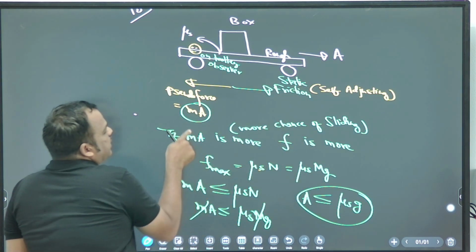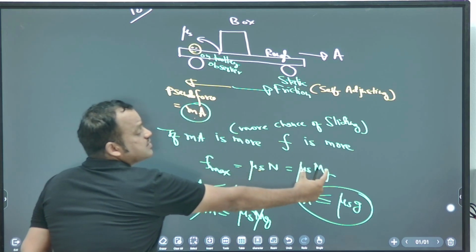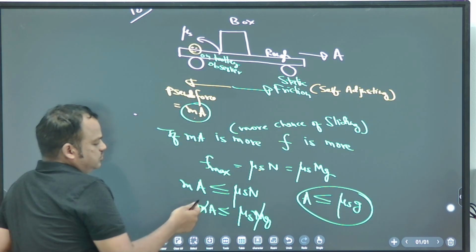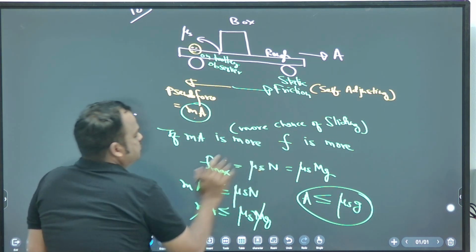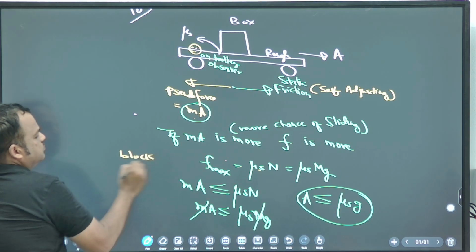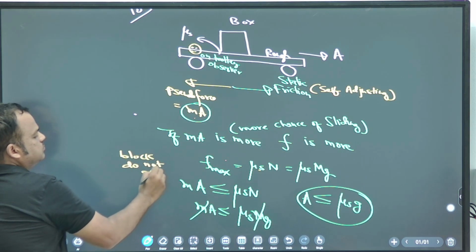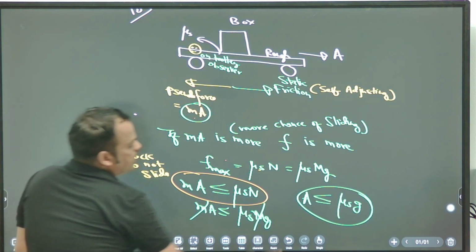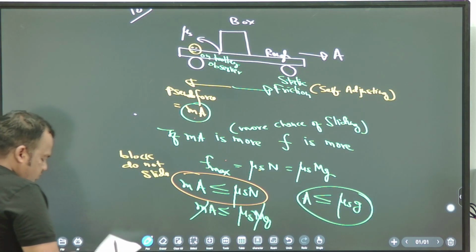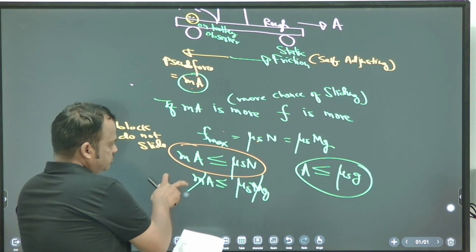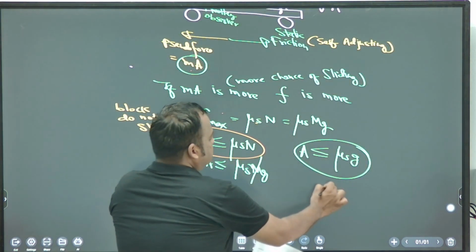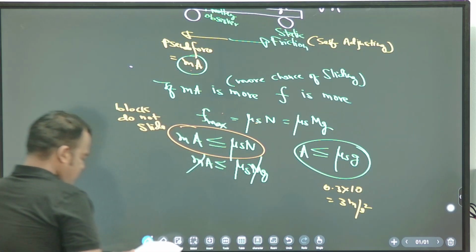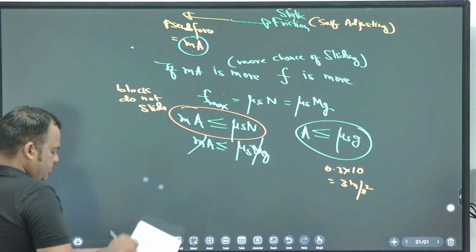So static friction cannot be more than this. Suppose the pseudo force Ma exceeds this, the block will slide; it cannot be balanced, it will slide left side. But I don't want it to slide. Okay, if the block should not slide, then what is the condition? This is the condition. Acceleration must be less than or equal to mu s g. Okay, clear? Note down. So mu s is given as 0.3, g is 10. So the maximum acceleration is 3 meter per second square.